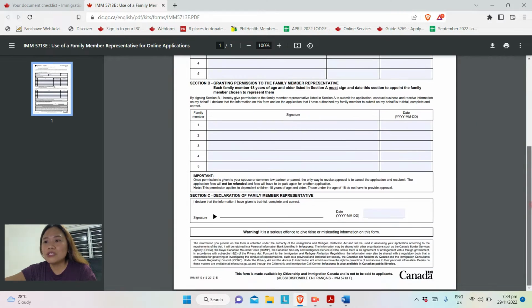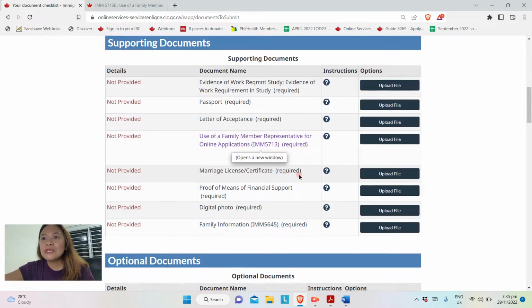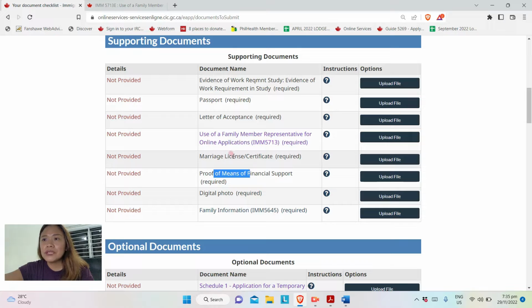Okay, so this one, since it needs to be signed, you can fill out the form online, print it, sign it, and then scan it, and then that's the one you upload. So again, those forms that have the validate button, you don't have to sign, you don't have to print, just click the validate button. But for this, you need to print it, sign it, and scan it. Okay, easy peasy. Next one will be marriage license or certificate.